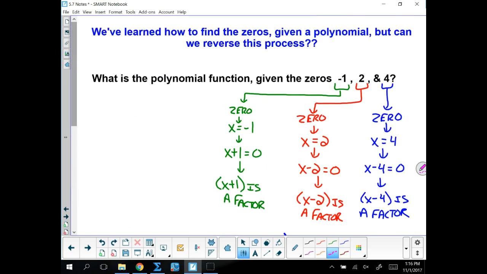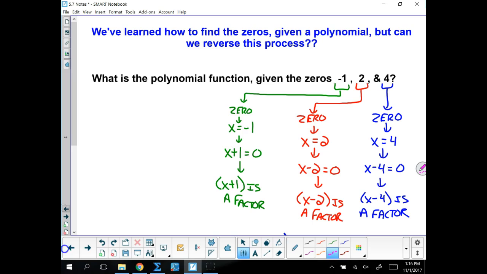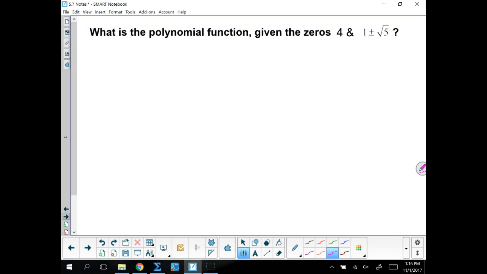Because of your questions, I tell them, keep the process the same. Do the exact same thing every single time. So what did we do first? We found our factors, right? We got the zeros, we found our factors. So even when it looks like this, you still find your factors.